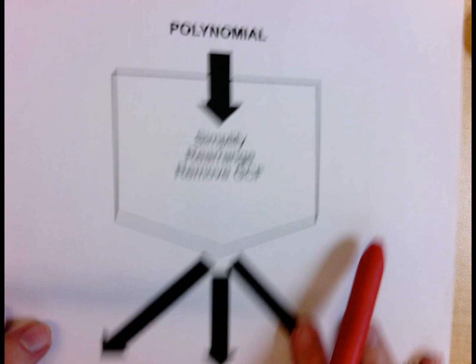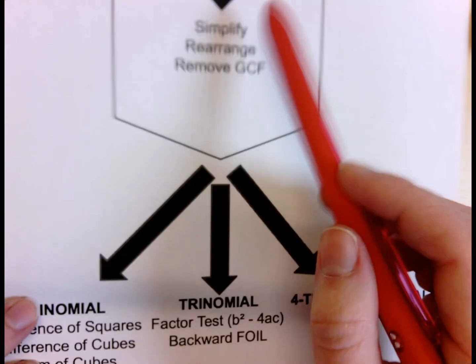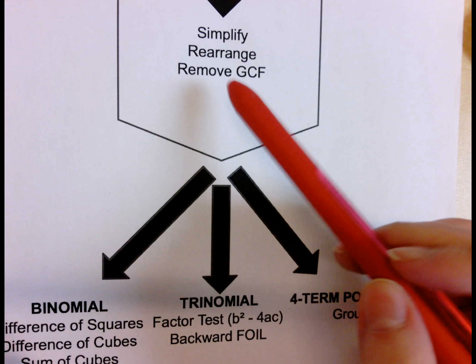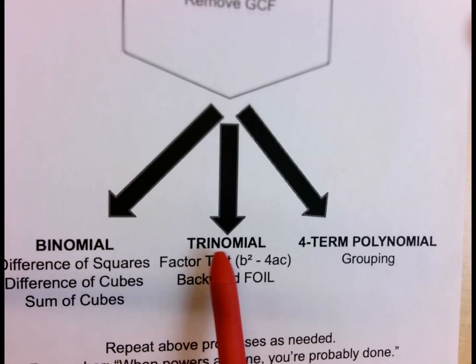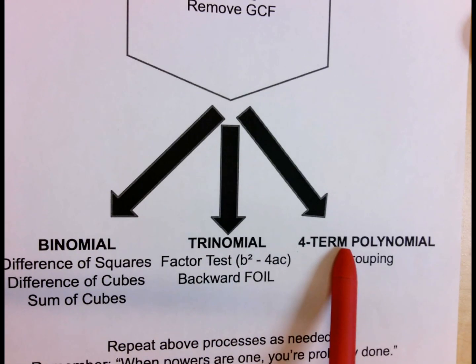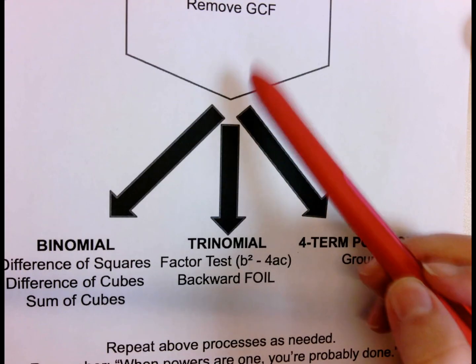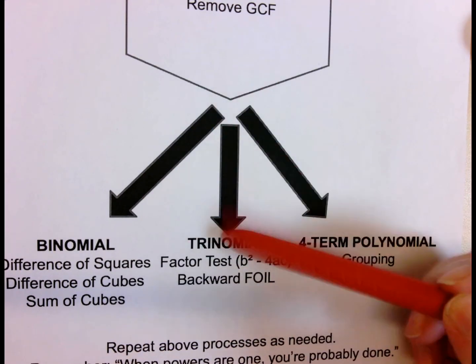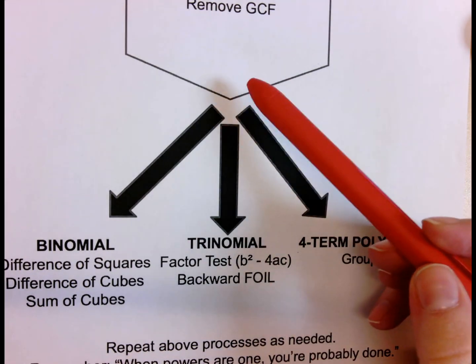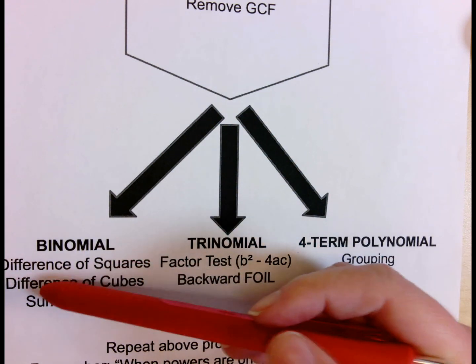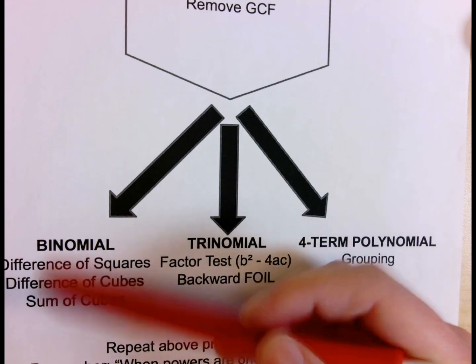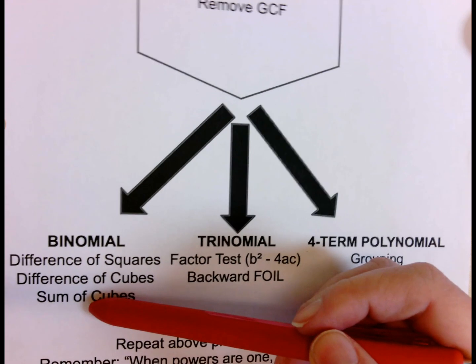Okay. Once you've pulled out that greatest common factor and simplified and rearranged and done everything, you should be left with either a binomial, a trinomial, or a four-term polynomial. And there are different methods that we're going to learn. If it's a binomial, if it's a difference of squares, there's a way to do it. If it's a difference of cubes or a sum of cubes, there are different processes, and we're going to learn each of those processes.